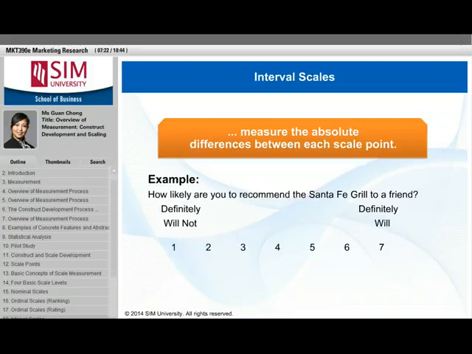An interval scale is a scale that demonstrates absolute differences between each scale point. For example, a respondent is asked, how likely are you going to recommend a shop to a friend? Ranging from definitely will not to definitely will, he or she is asked to circle on a scale from 1 to 7.